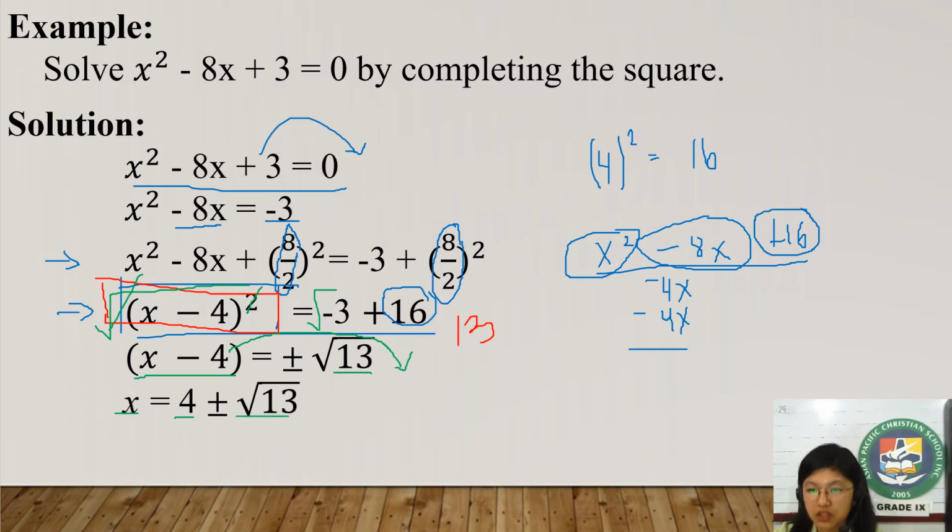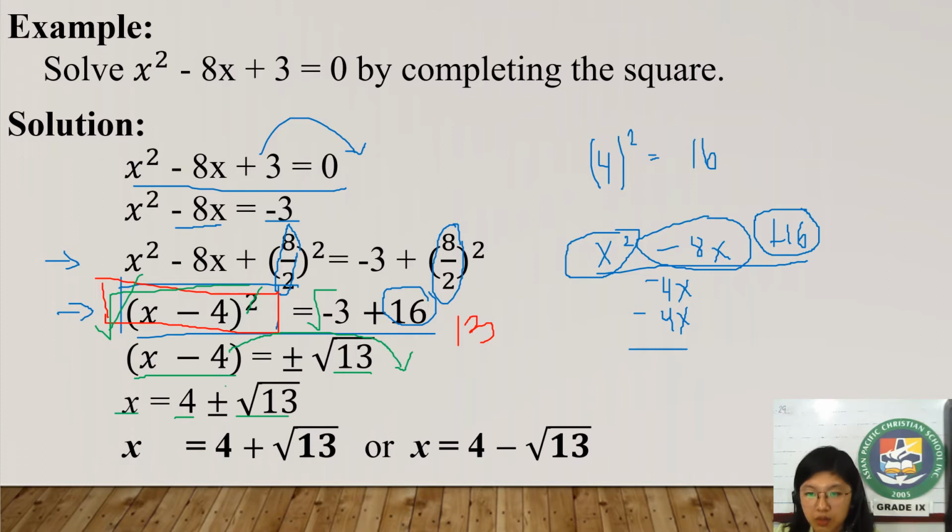Then, copy positive and negative square root of 13. Then, i-separate natin yung positive and negative. So, dito sa una, 4 plus square root of 13. Then, dito sa pangalawa, 4 minus square root of 13.